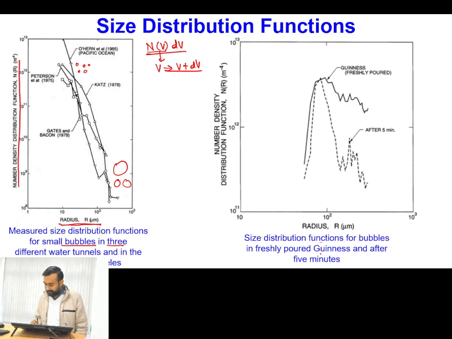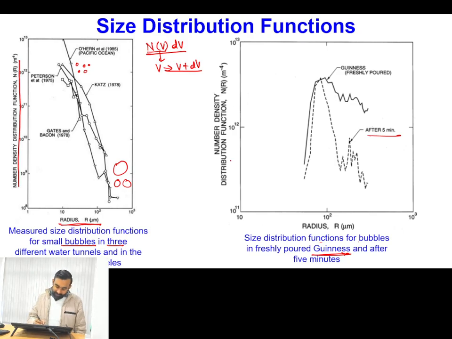Now this is the number distribution function again, and this is the distribution function of bubbles in freshly poured Guinness, where once you have poured the Guinness in the glass, after 5 minutes you have counted the bubble distribution function. Here you can see this is the freshly poured distribution, and this is the distribution after 5 minutes. Do you know what is this? Guinness is beer. Typically in Ireland this is very famous, and they say that it tastes like coffee.